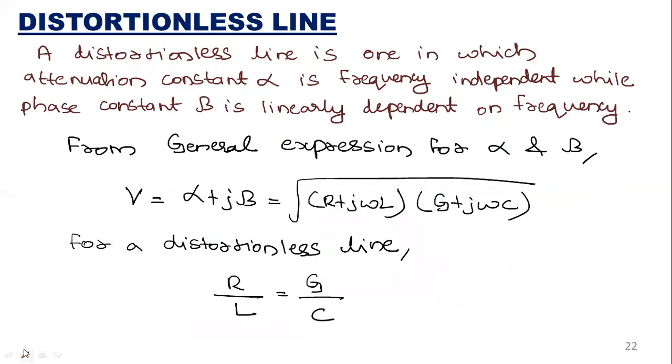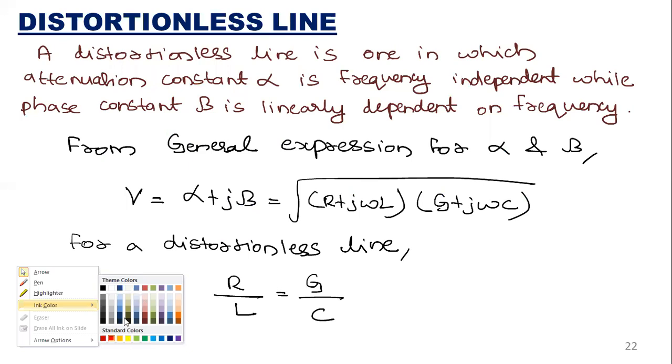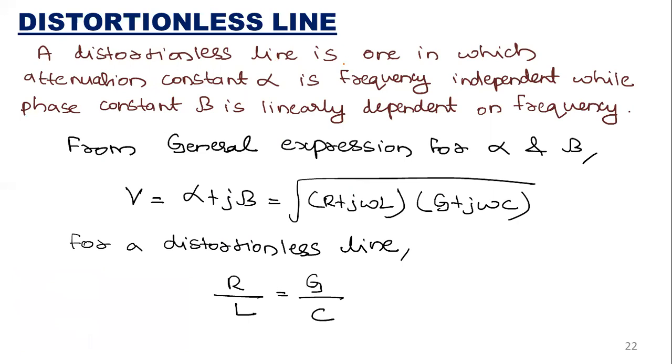Okay, now going to the second case, that is the distortionless line. A distortionless line is one in which the attenuation constant alpha, so we are talking about alpha and beta. For a lossless line, alpha was 0, beta is equal to omega root LC. But for a distortionless line, alpha is frequency independent, while phase constant beta is linearly dependent on frequency. So the attenuation constant is frequency independent, and phase constant is linearly frequency dependent.